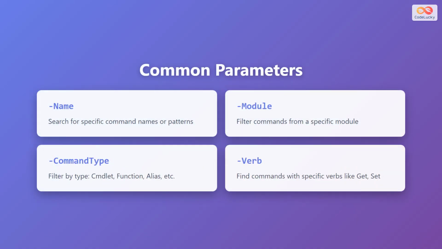Get-Command offers several useful parameters to help you filter results. The Name parameter allows you to search for specific command names or patterns. The Module parameter filters commands from a particular module, which is helpful when working with specific PowerShell extensions. The CommandType parameter lets you filter by the type of command, such as cmdlet, function, or alias. And the Verb parameter helps you find commands that start with specific verbs like Get or Set. These parameters can be combined to create precise searches that quickly find exactly what you are looking for.